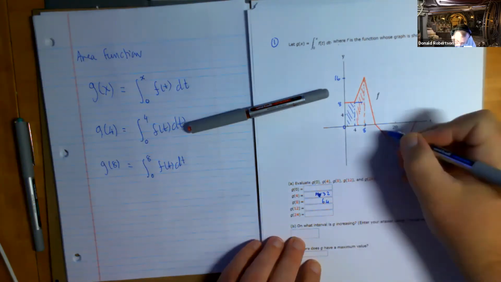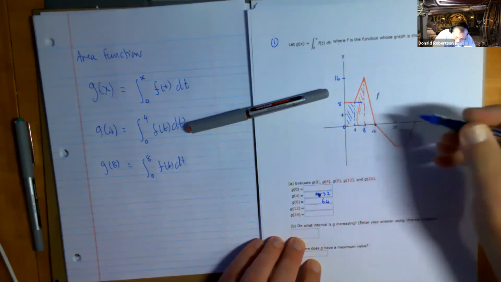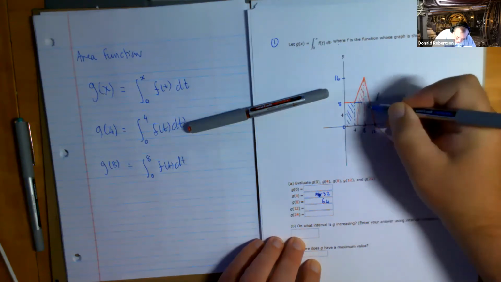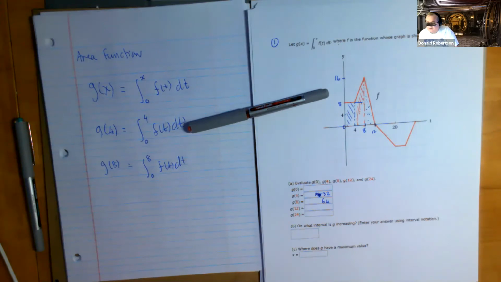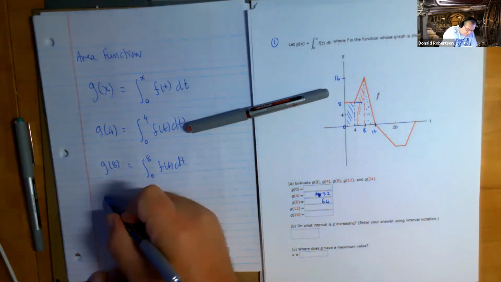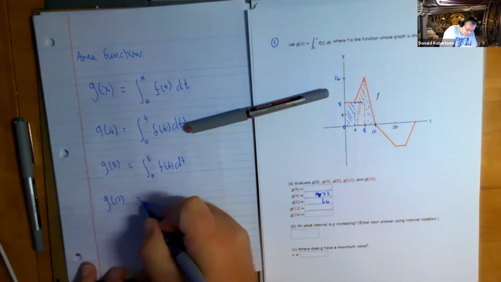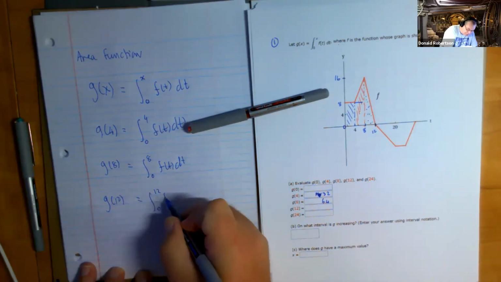Now, if you wanted to do g of 12, can you see this picture's getting really messy now, isn't it? Wouldn't you just add that bit on? And you'd get the integral. If you wanted to find the value of g of 12, you'd find the area from 0 to 12 of this function.